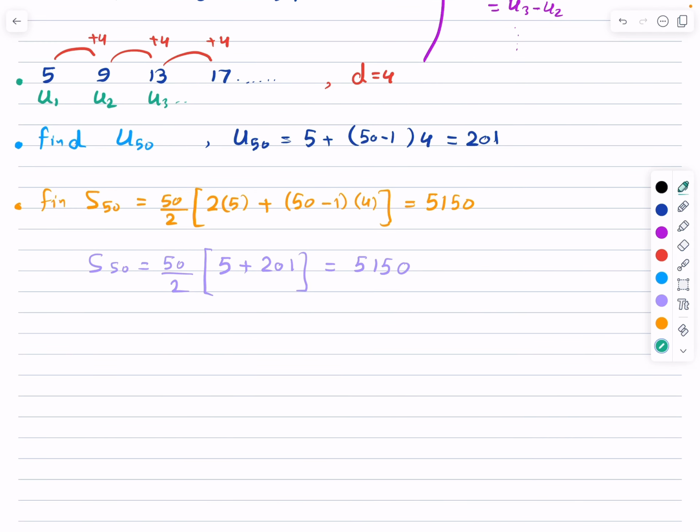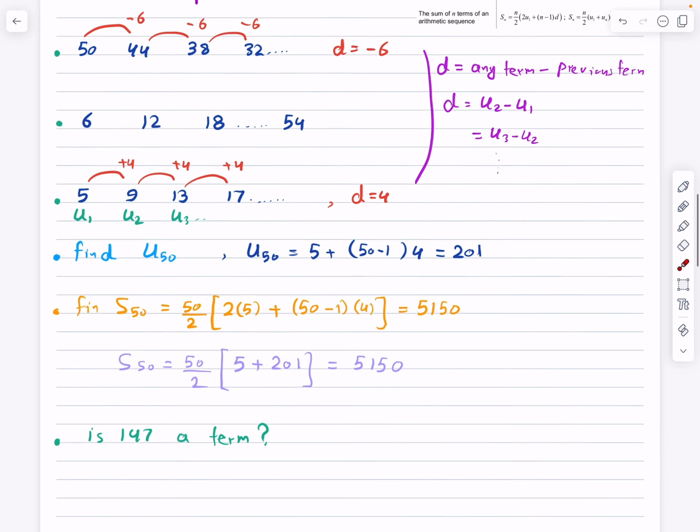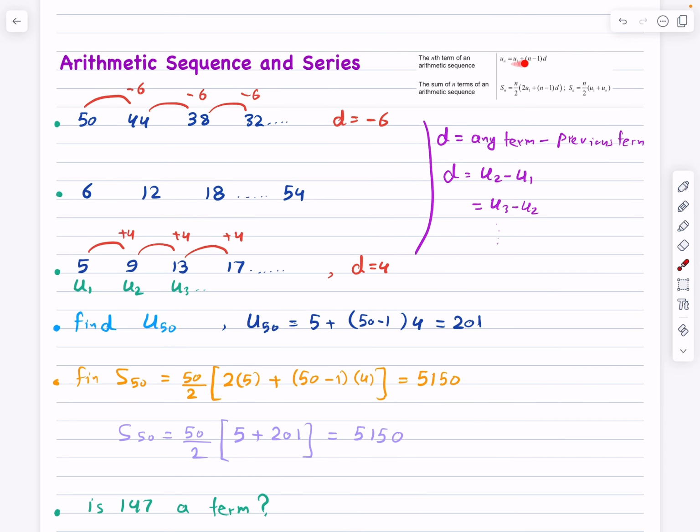Now, another question that we might have on this sequence is this. For example, they might say, is 147 a term? So is this number, 147, a term in this sequence? Like if we continue writing these numbers, will we encounter 147, or will we jump over it and have other numbers? So here we use the same formula, the nth term, but in the opposite way.